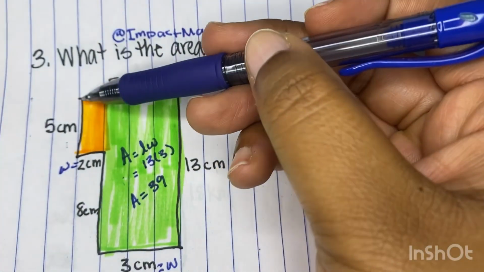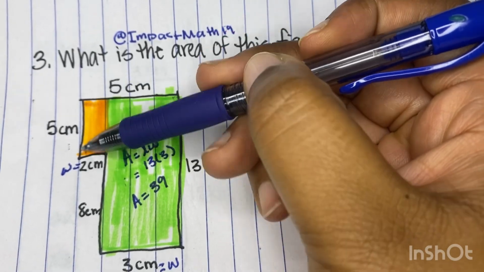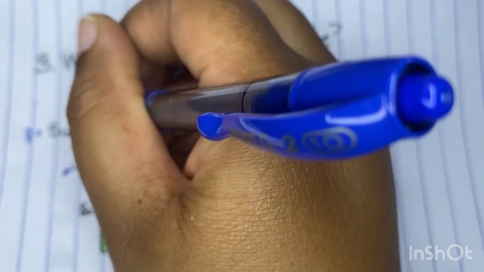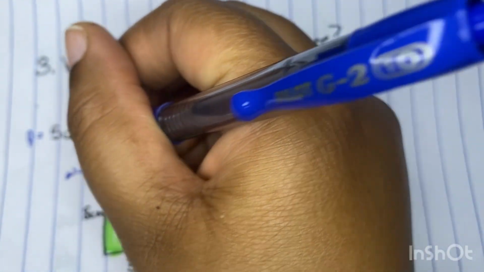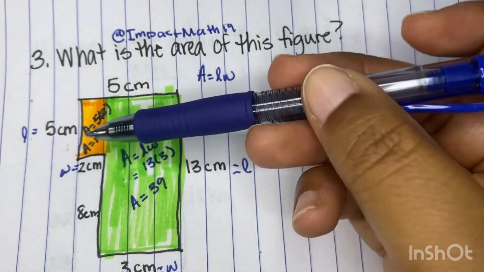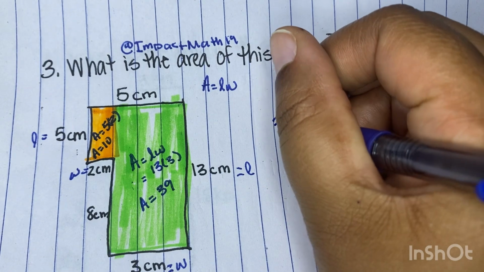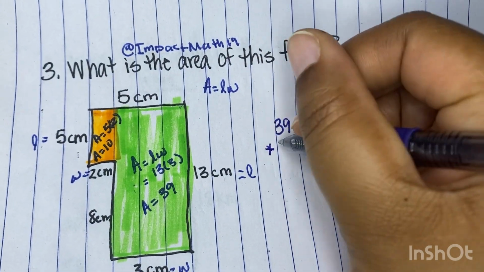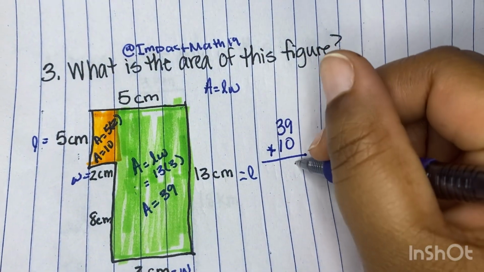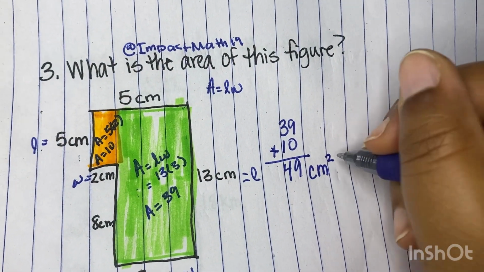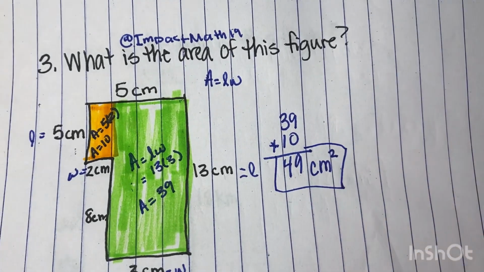And the length, how tall this part is going to be, is 5. Okay, so we're going to do area equals 5 times 2 for our orange, and so the area for this piece will be 10. And if we want to find our total area for this whole shape, we have to add 39 plus 10, and that's going to give us 49 centimeters squared. That is our area.